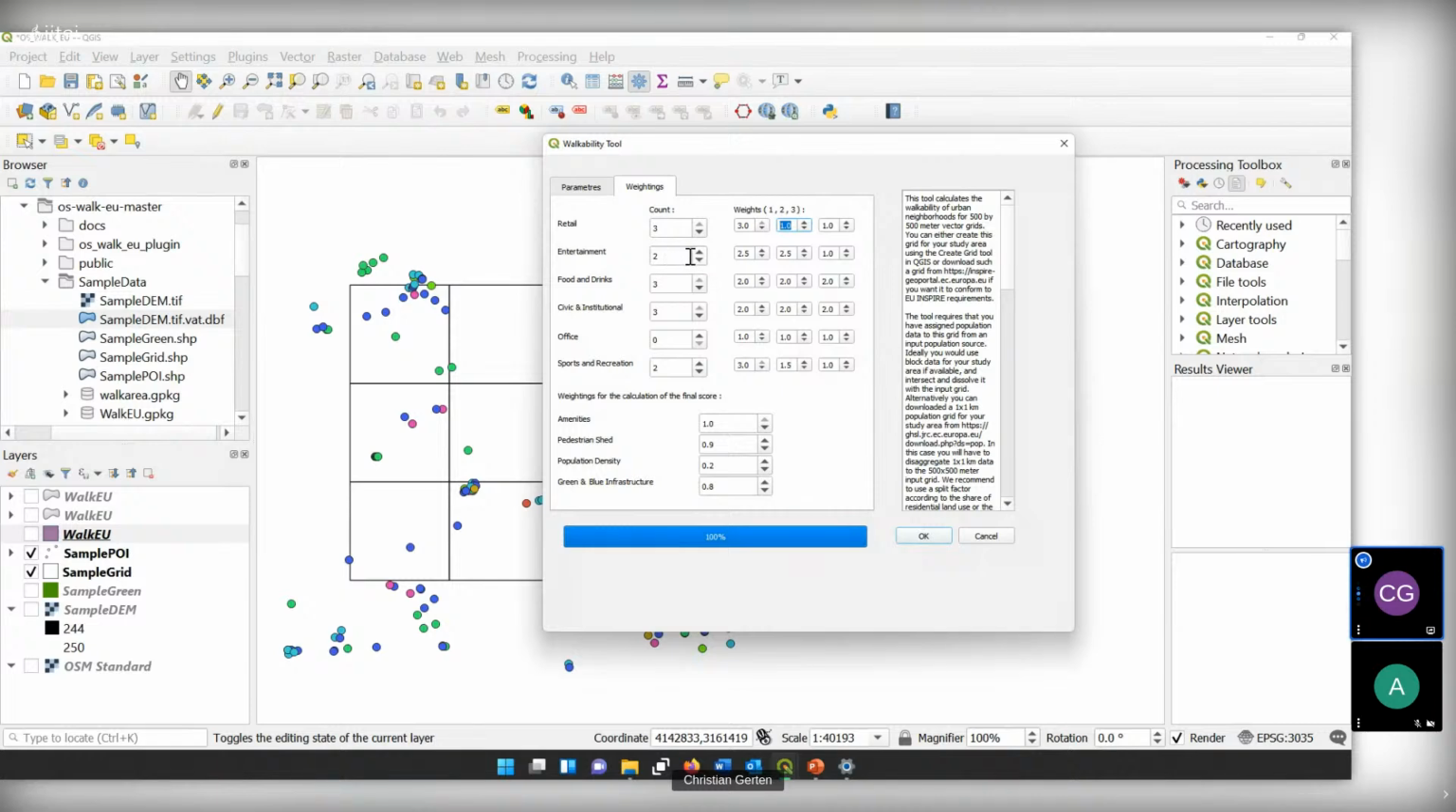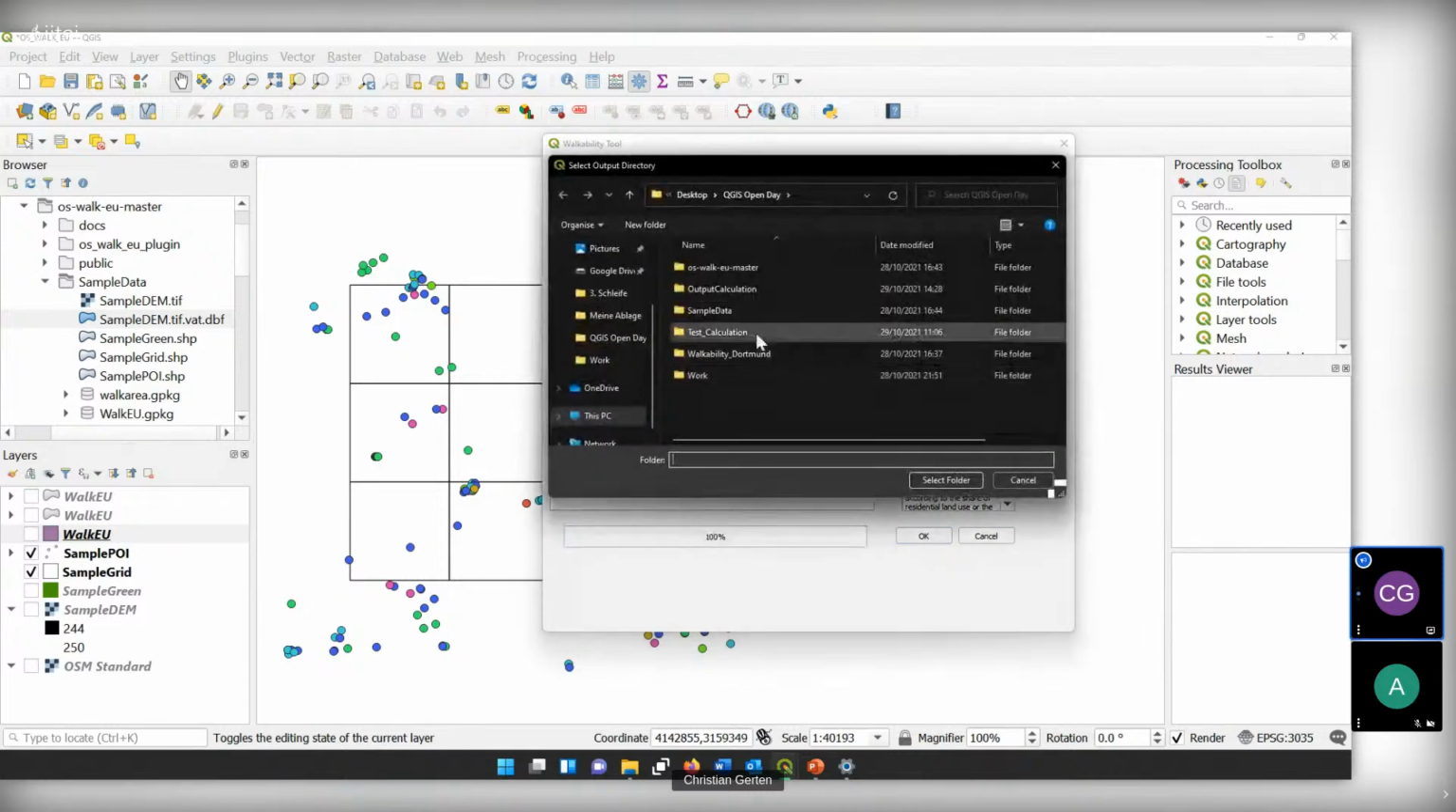We also plan to make it more accessible here, but currently it's a test version of our plugin. We can also set food and drinks and so on. Office we set with 0, and here below you can set the weighting of the dimensions of walkability. I say amenities are very important for me, so they get 1. Pedestrian shed, also very good, 0.9. And if you say population density is not important for me, we would like to exclude it from the analysis, and we set it to 0.